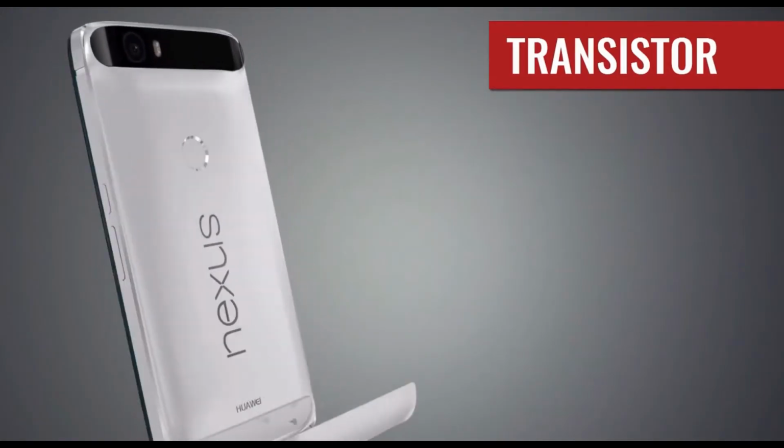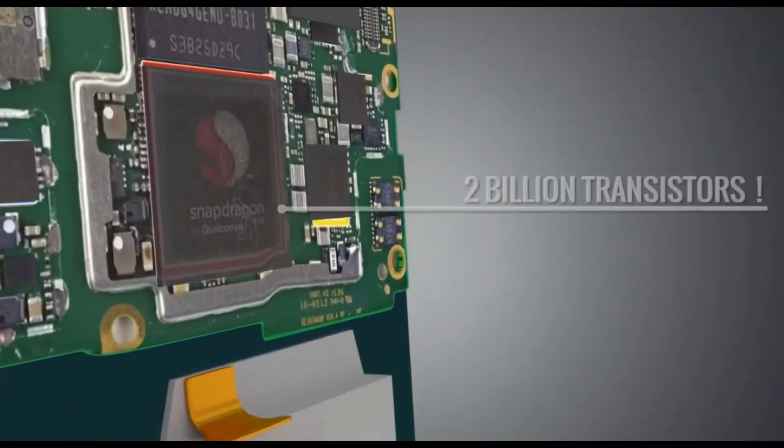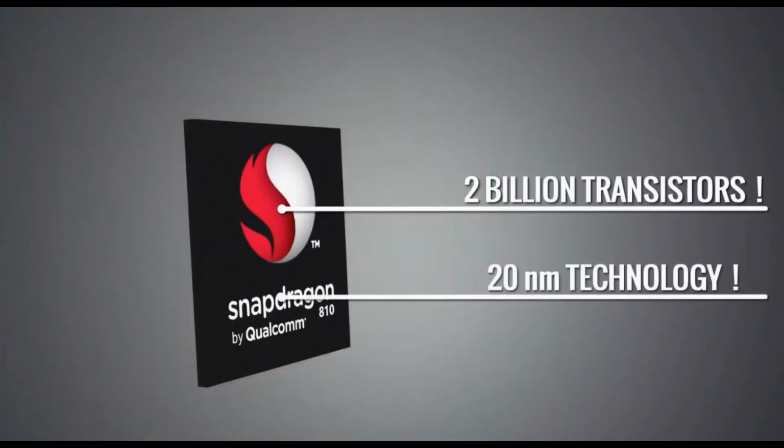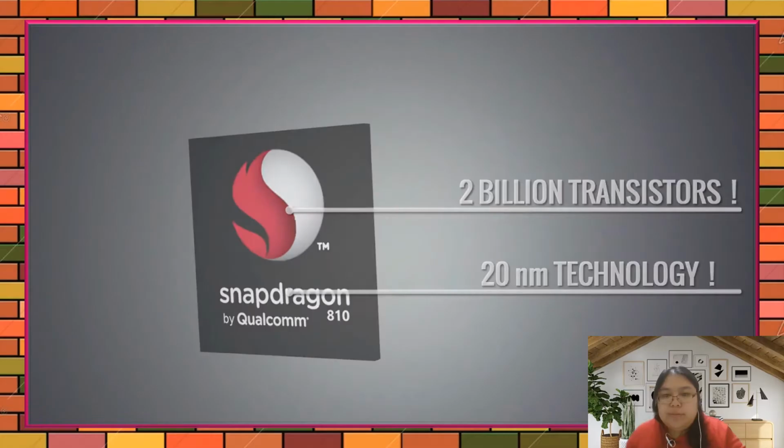Okay, now we're going to see this one. This is one of the videos to show where the transistor is. Normally they are inside the handphone. This one has 2 million transistors inside one part of the handphone. So this one is a transistor.